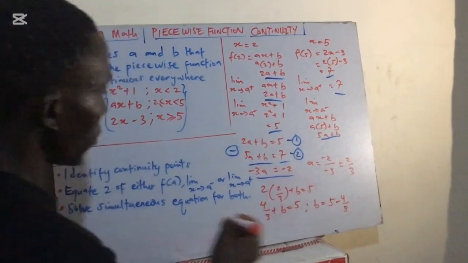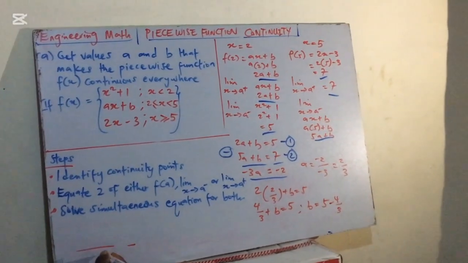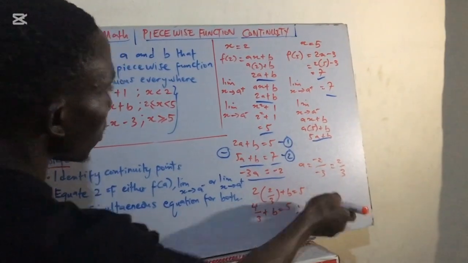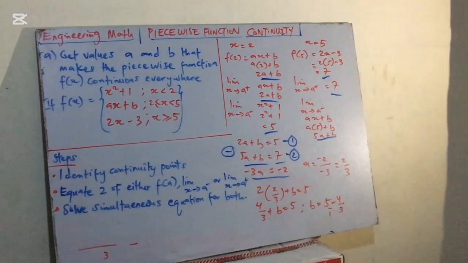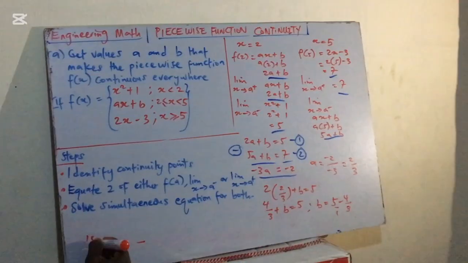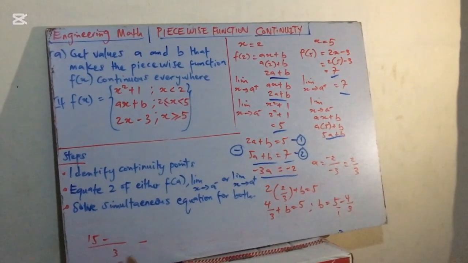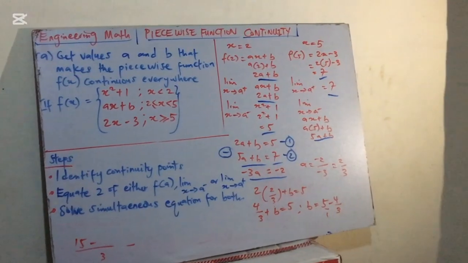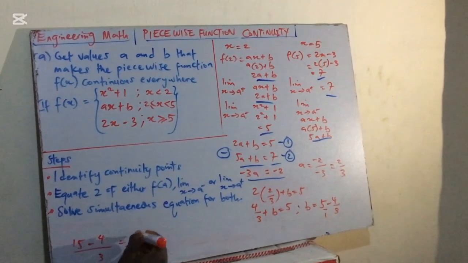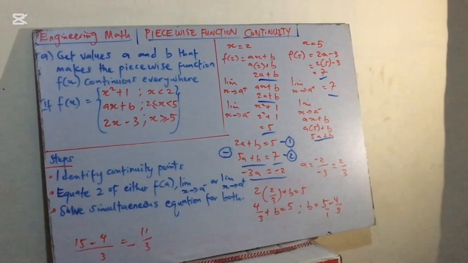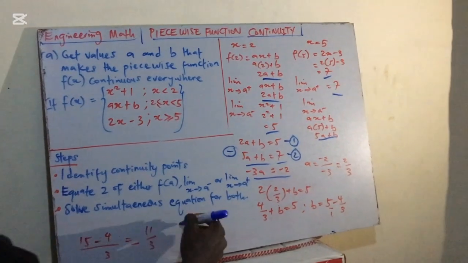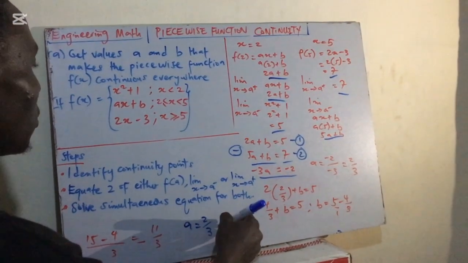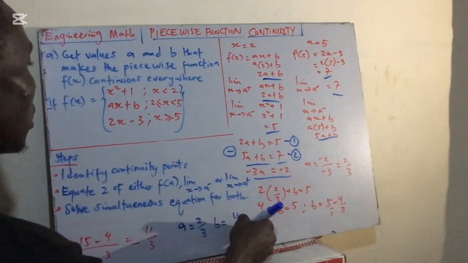And that's an LCM. So let's continue from here. We just say over 3, and 3 divided by 1, that's 3, multiplied by 5, that's 15, minus 3 divided by 3, that's 1, then multiplied by 4, that's 4. So we have 11 over 3. So we've gotten our a: our a is 2 over 3. Our b is 11 over 3.